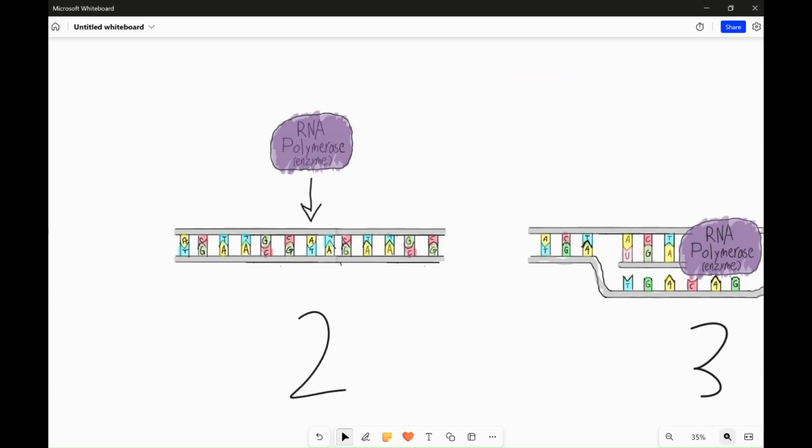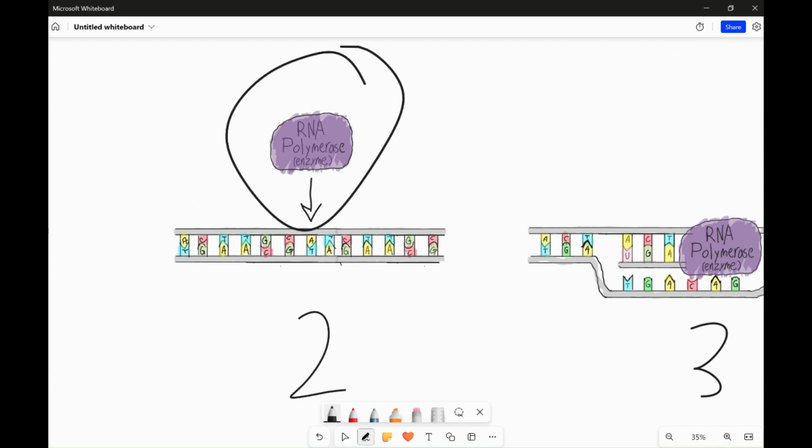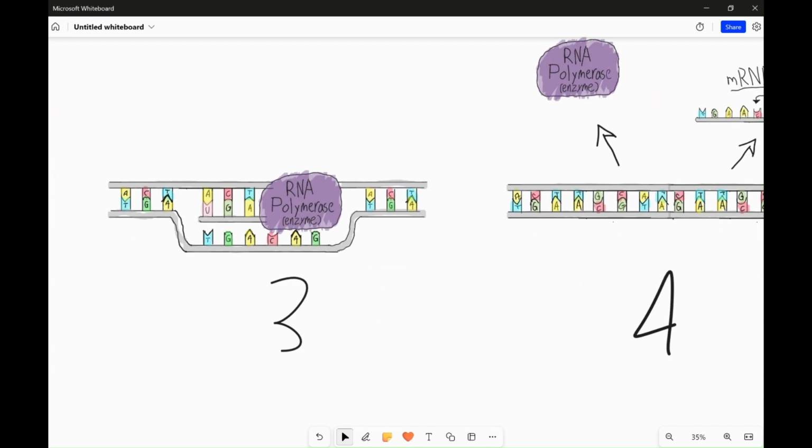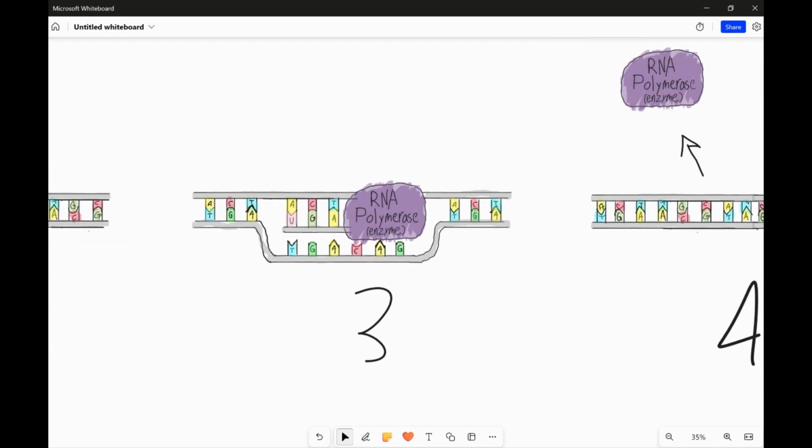The first step in this is the enzyme RNA polymerase. This thing right here finds a section of DNA and locks onto it with the necessary transcription factors. This is called initiation. Next, it unzips the DNA and copies the information to create an mRNA replica of the gene right here.